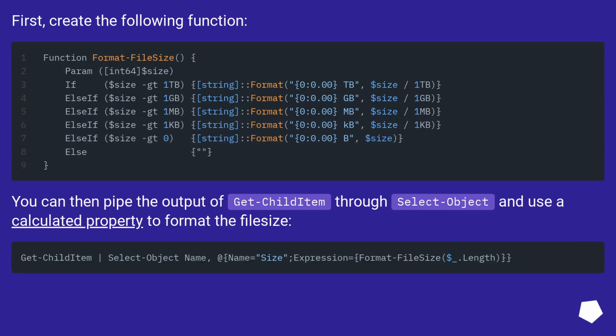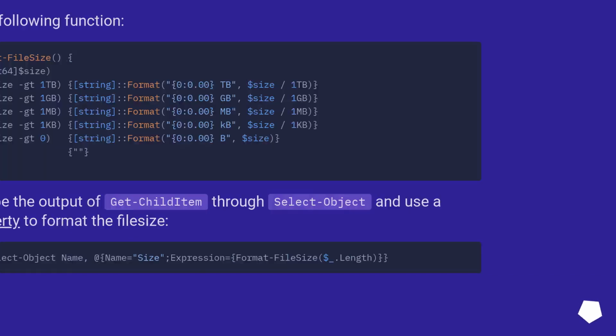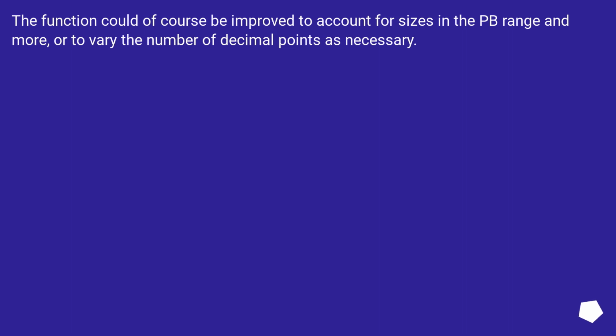First, create the following function. You can then pipe the output of Get-ChildItem through Select-Object and use a calculated property to format the file size. The function could of course be improved to account for sizes in the PB range and more, or to vary the number of decimal points as necessary.